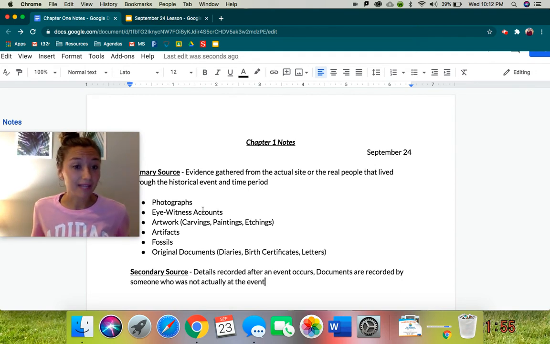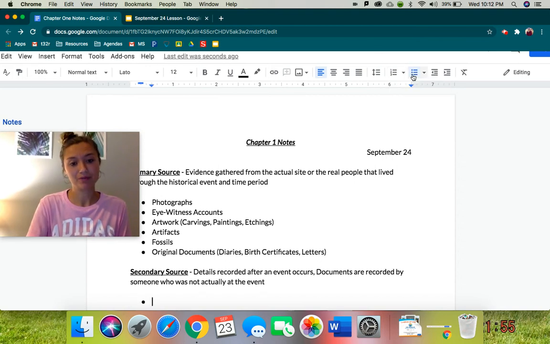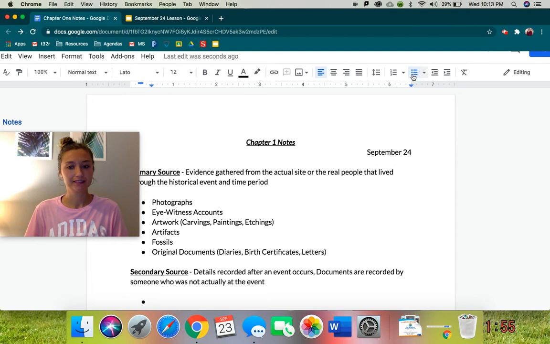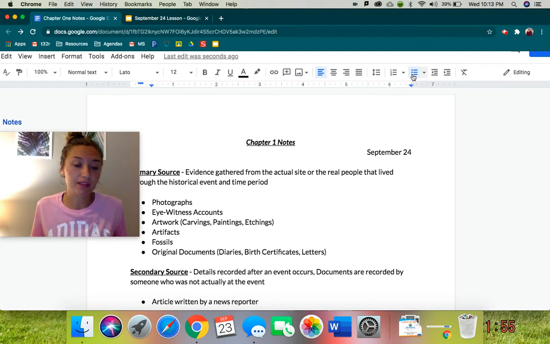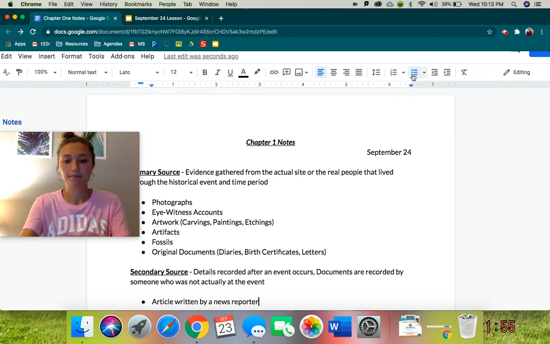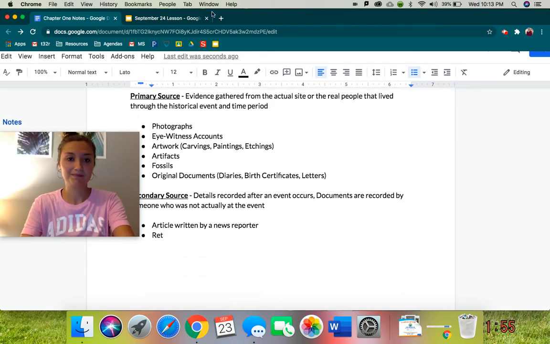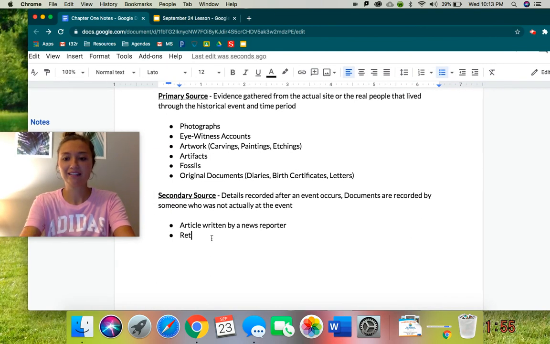So go ahead and get that typed out. Now we're going to do the same thing we did before, enter, and I'm going to do a bullet point. All right, here's your first example. Article written by a news reporter. So that's the example I gave with my sister. All right. Next example, oh, it'd be helpful if you could see it. Retelling a story secondhand.